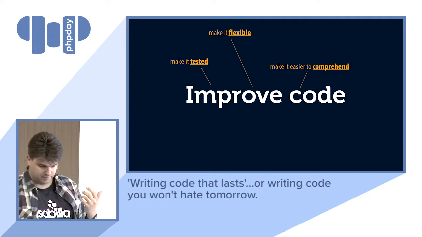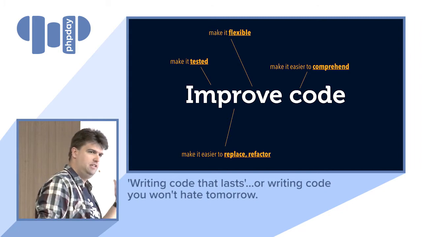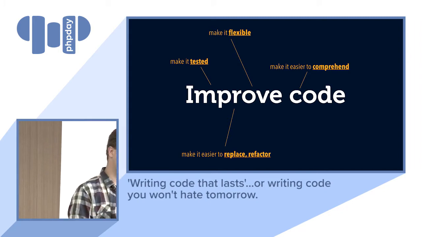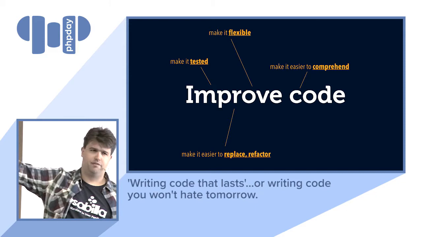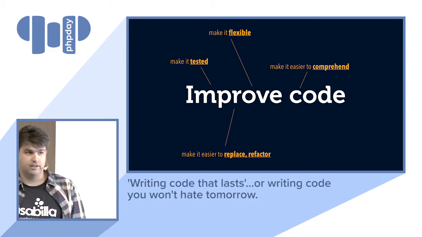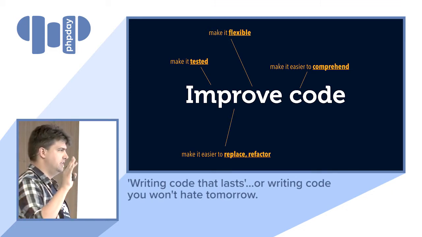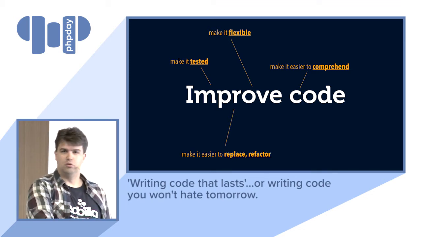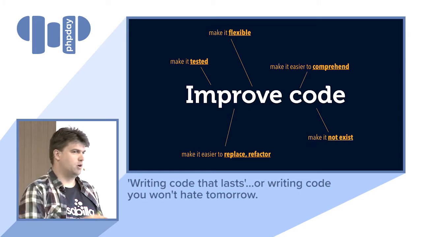So you have to make it tested. You have to make it easy to replace, easy to refactor, right? You want to be able to change something here and not have everything fall out on the other end. That's what you need. And finally, if I can give you one solution that is the real solution to all these problems, it is you just make code not exist.